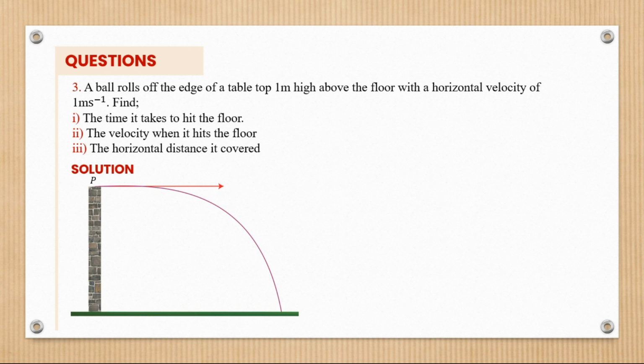So this is basically what we have. We're told that the table is 1 meter high. Then the velocity is 1 meter per second. Now x is unknown. We don't know that horizontal distance covered, and we're just placing our v value for the velocity at any point. Right now we need to find the time that it takes to hit the floor, and we already know what the y value is.